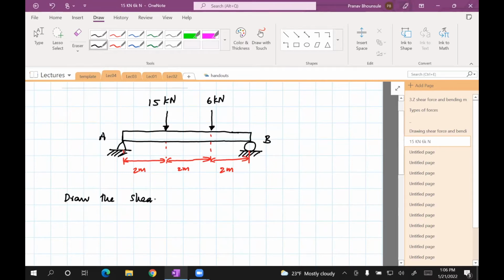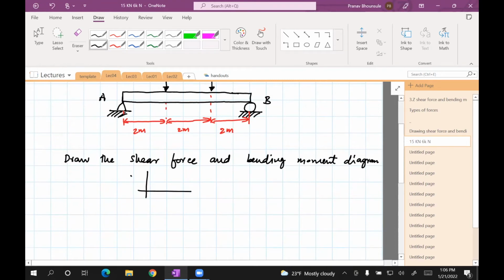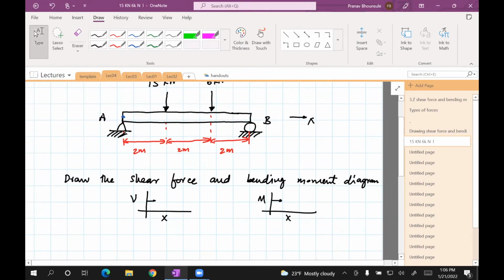bending moment diagram, which really means that we need to draw V versus x, and then M against x, where x is the distance along the beam. So as I said, we can start from left to right, or right to left. We'll always do it from left to right, where this point is for us 0, 0. So we'll go from there to the right.